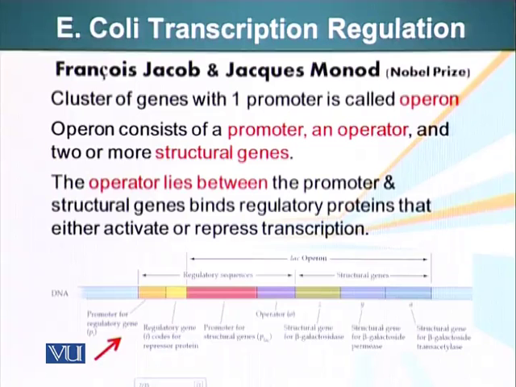E. coli transcription regulation was worked out by Francois Jacob and Jacques Monod. They were studying E. coli and they came across a system of genes which is responsible for processing lactose. Let's see the anatomy of these genes, how they are arranged on the bacterial chromosome. So we have structural genes. Structural genes meaning when the messenger RNA is made from them, they are converted into a protein.